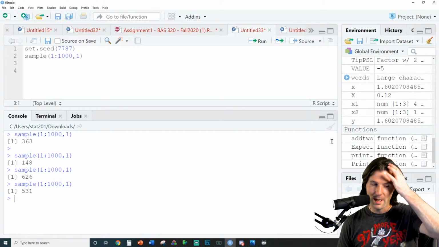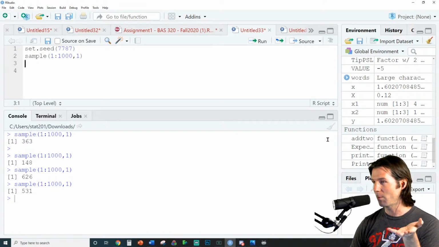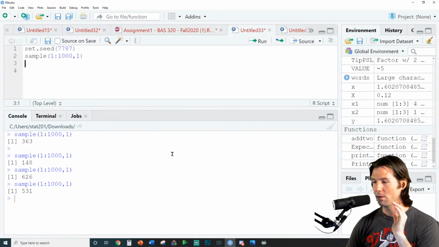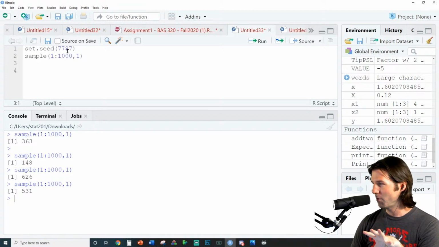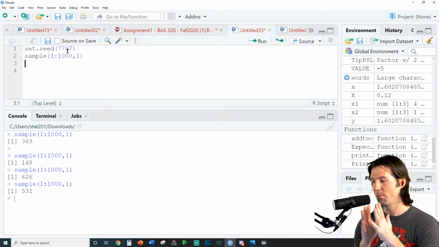So with this, we have our random sample right here. But how was I able to predict these numbers? Well, if you notice right here, the seed controls the randomness. Have you ever played Minecraft? I don't know, Alan, maybe you have. But if you played Minecraft, you know what a seed is. In Minecraft, your seed controls the world that you get.